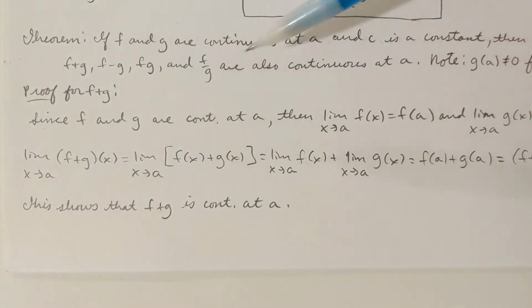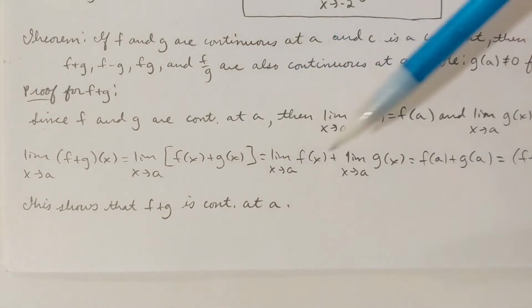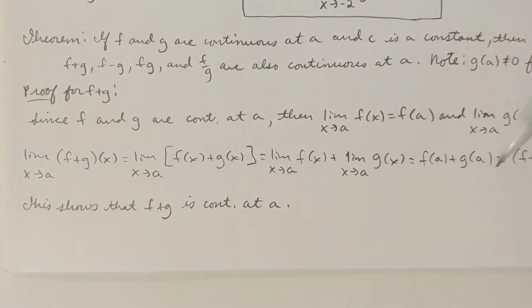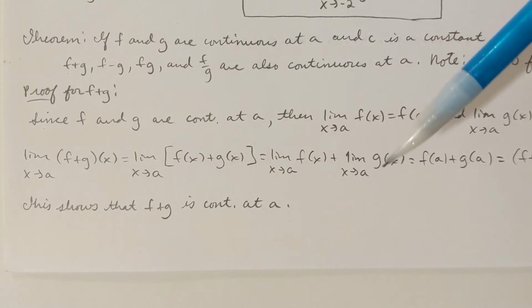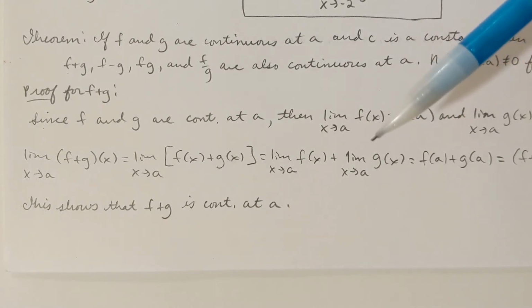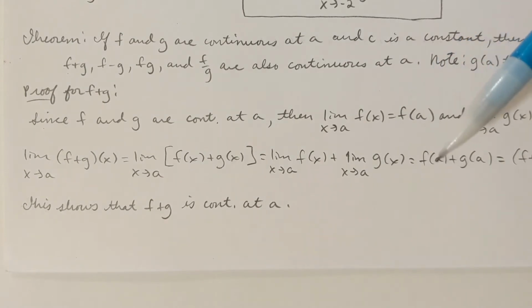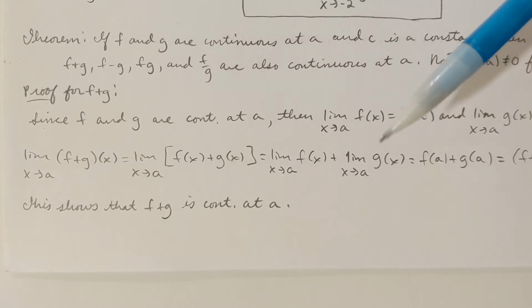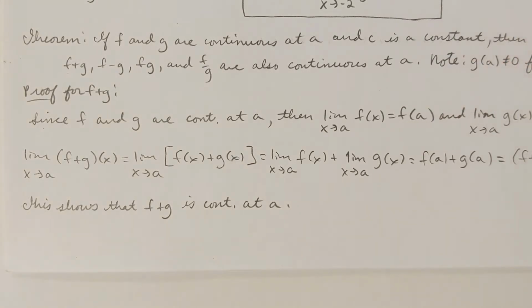Now, the other three operations would easily fall out by using your limit laws. That's all I did here, right? Limit of a sum is the sum of the limits. Limit of a difference is the difference in the limits. Limit of a product is the product of the limits. Limit of a quotient is the quotient of the limits. Okay? So these fall out because of our limit laws, essentially.